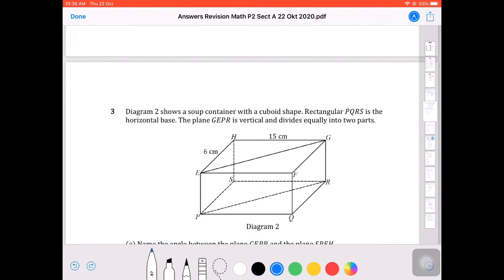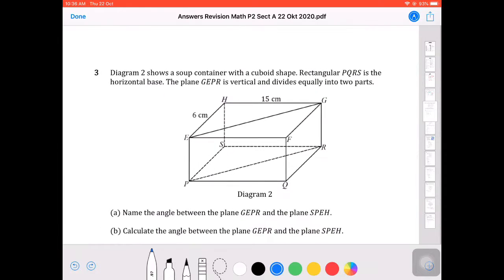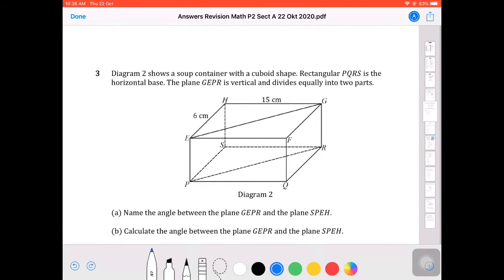Now moving to the next question, question number 3. First you have to identify the common letters between the plane GEPR and also the plane SPEH. If you look at the diagram, GEPR will be the one inside and SPEH will be the one on the left side. First you find the common letters between the two of them. The common letters will be EP and PE. These are the 2 common letters between both of them.